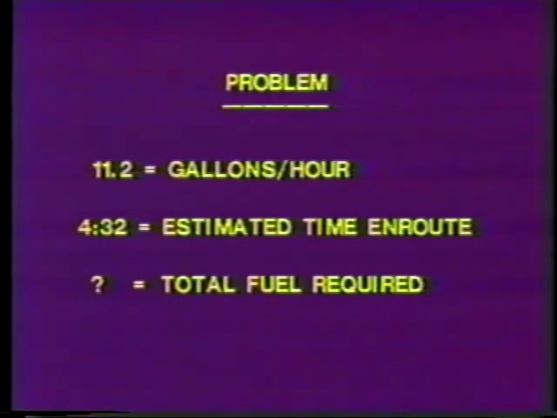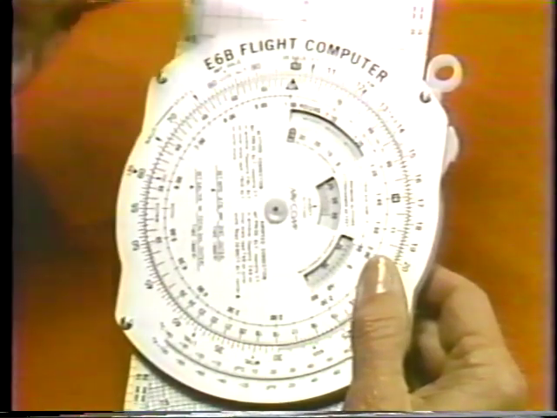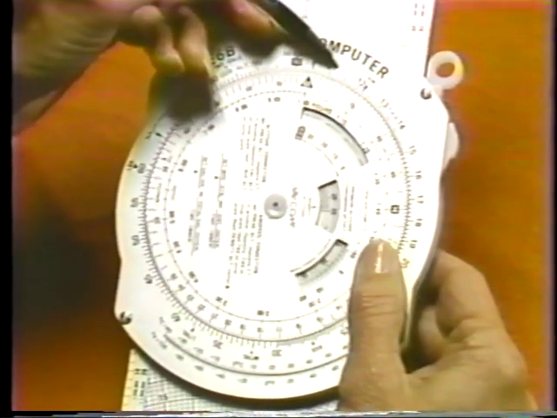Assume your airplane consumes fuel at the rate of 11.2 gallons per hour at the altitude and power setting selected for a flight. You estimate in your pre-flight planning that the flight will require 4 hours 32 minutes to make. Our common sense estimate would tell us that 4.5 hours at 11 gallons per hour would equal 49 gallons. Since gallons per hour is known, we first set the rate arrow opposite 11.2.